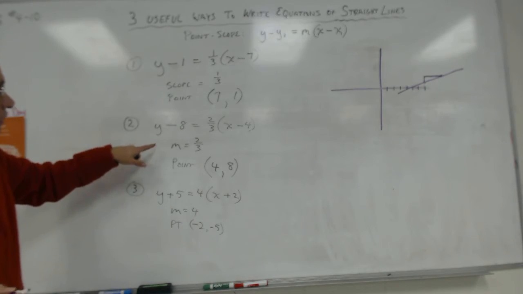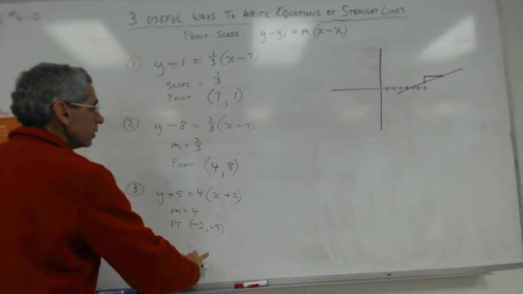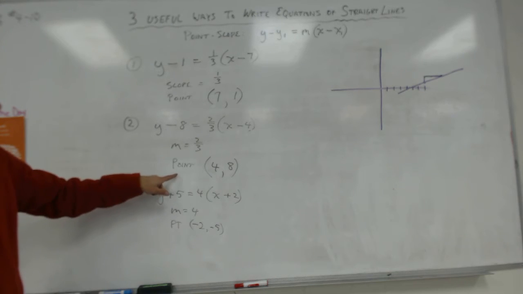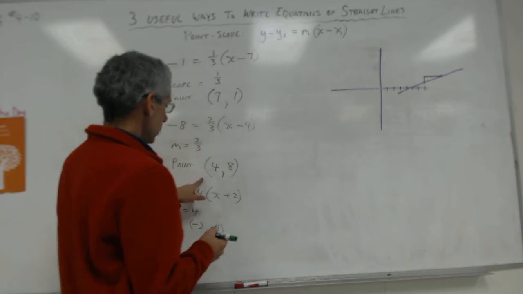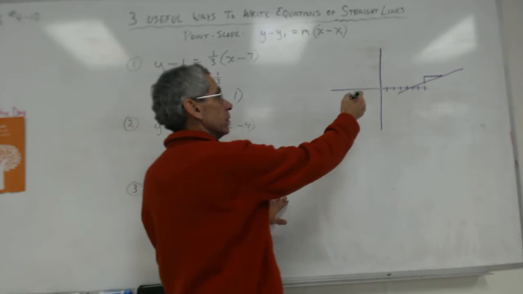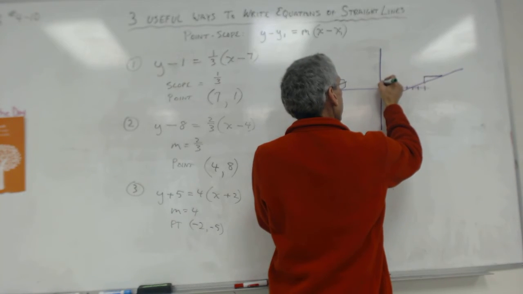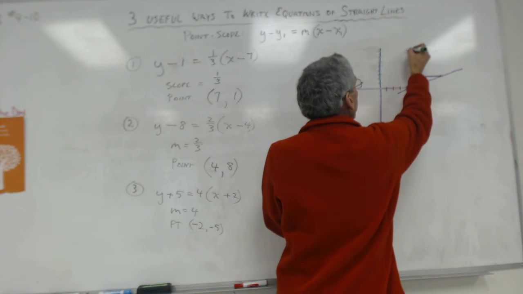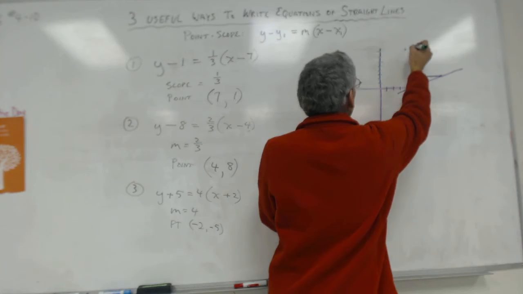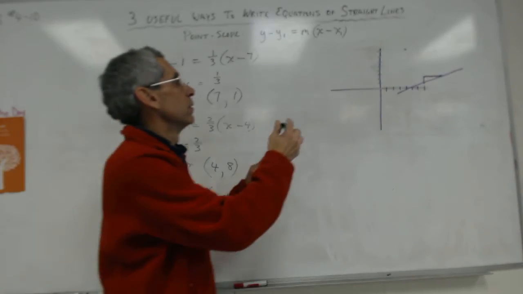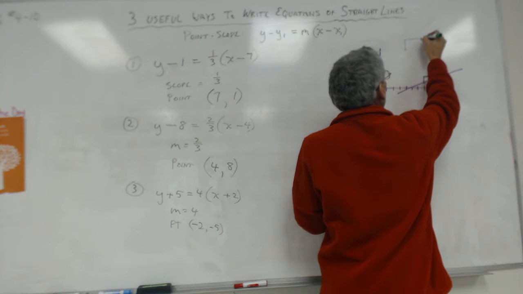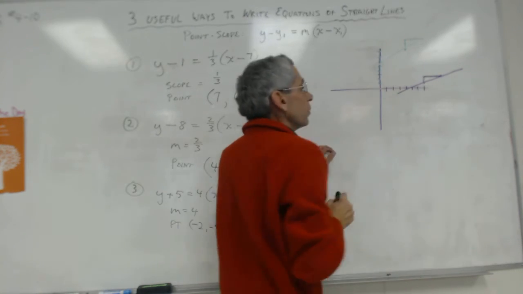Okay, let's try this next one. Let's do this one in green. All right, this one, number 2. All right, somebody else. Okay, Gavin, go for it. So you go to that point, which is over 4 and up 8, right? 1, 2, 3, 4, 5, 6, 7, 8. So over 4 and up 8, which is around there. And then you go up 2 and to the right 3. Okay, up 2, and then to the right 3. Boom, draw my line. Beautiful.